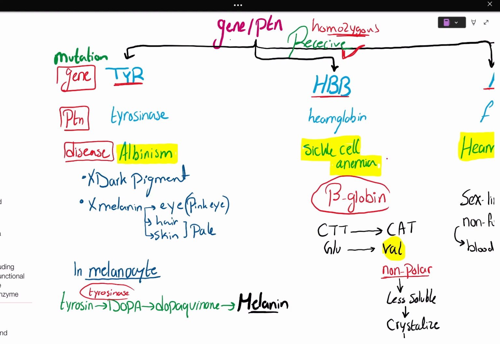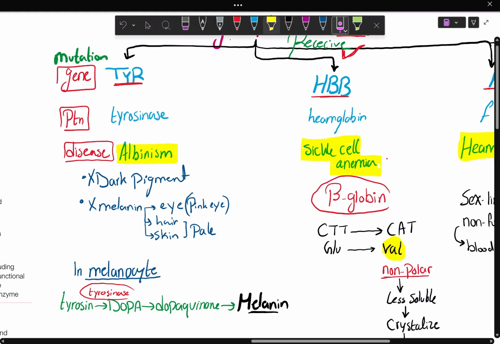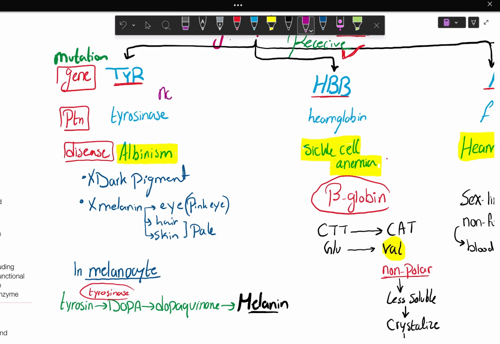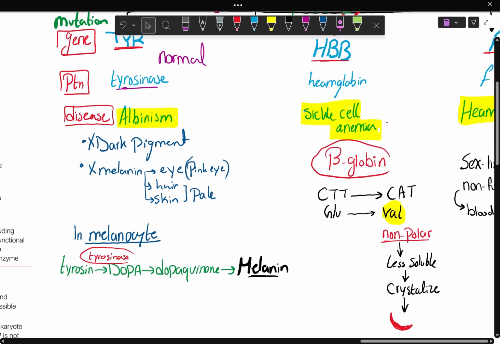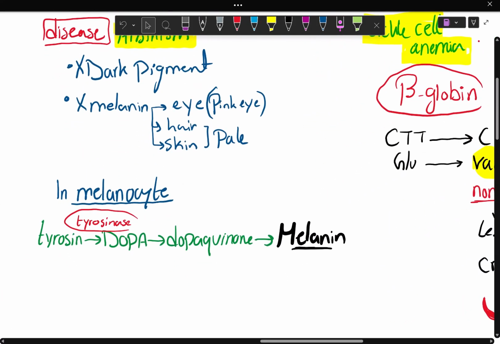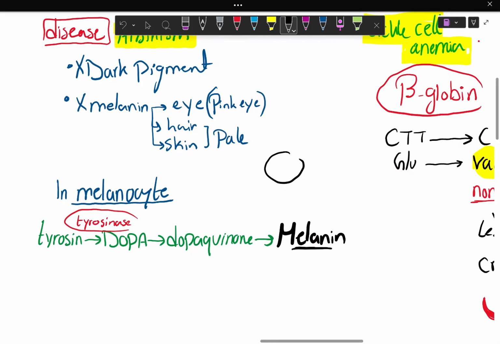Firstly we're going to take what normally happens and then what happens in mutations. So normally, this gene codes for the tyrosinase enzyme. This is a protein. What's the function of the tyrosinase? In the melanocytes, those are the cells that give us pigment. This is what makes our color darker.